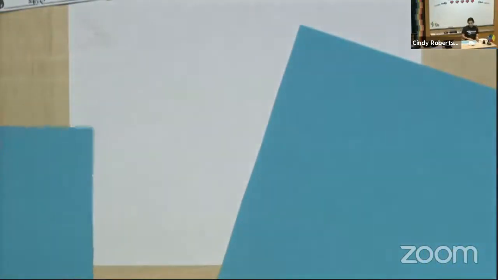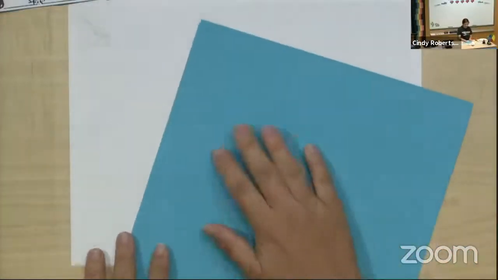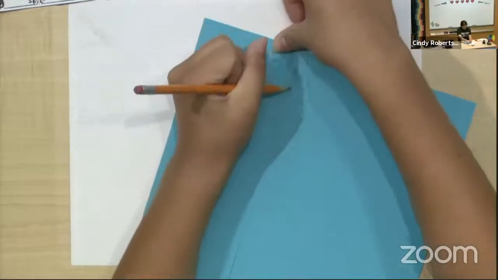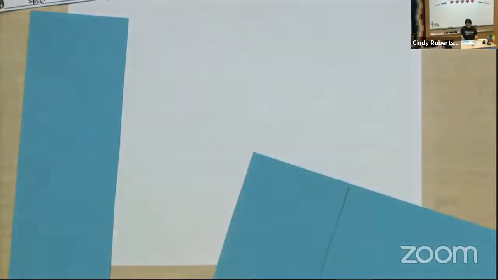Okay, and then we're going to want two of those, one for each part. So I'm just going to put it right on top and draw another line. And cut it out so they're the same size.